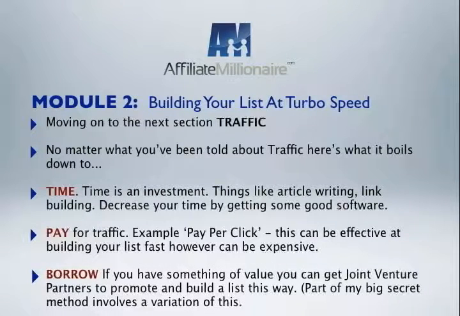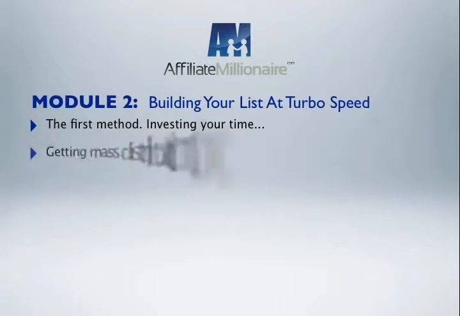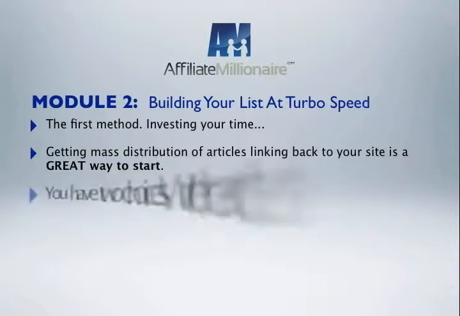And you can borrow. So if you have something of value that you can get joint venture partners to promote, you can build a list this way. And part of my big secret method involves a variation of this. You'll find this really interesting. Now, the first method, investing your time. Getting mass distribution of articles linking back to your site is a great way to start. It is very cost effective, and it's not too expensive.